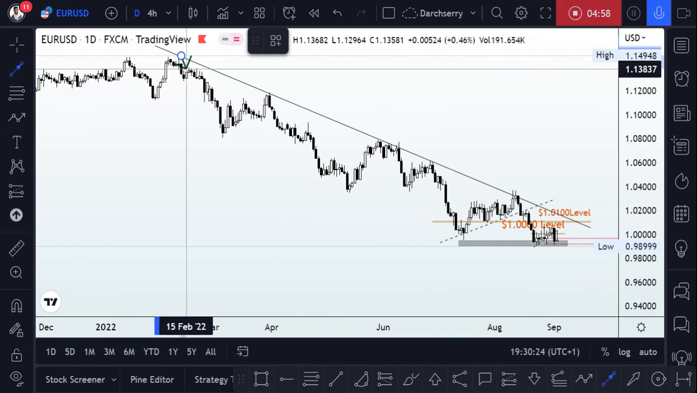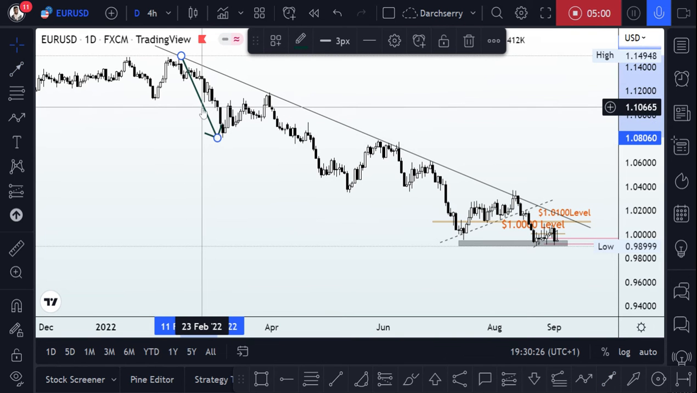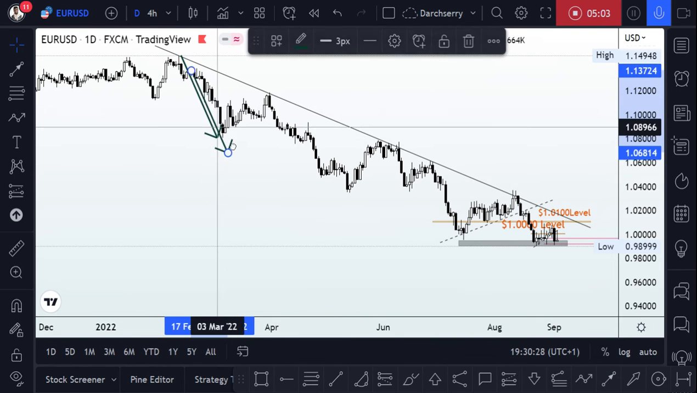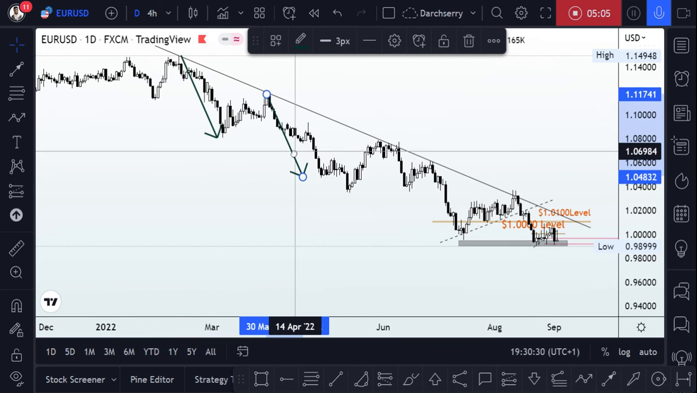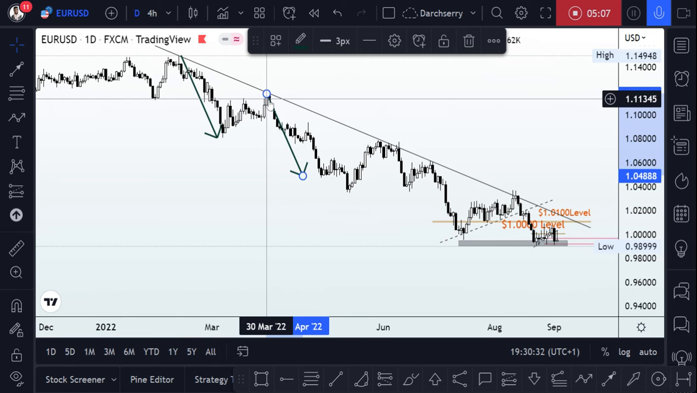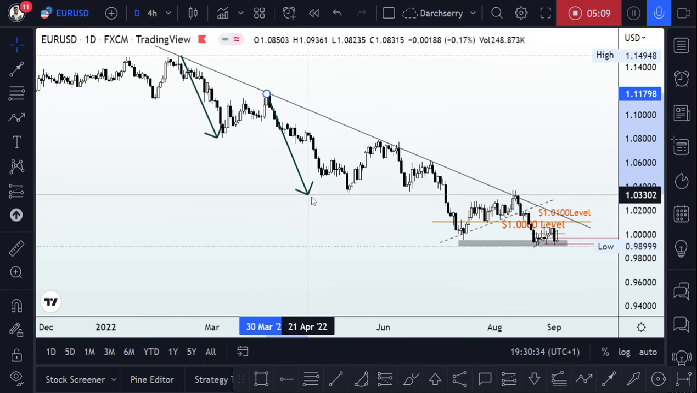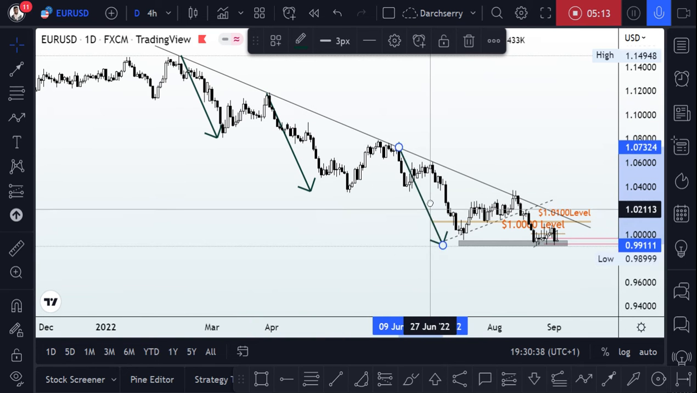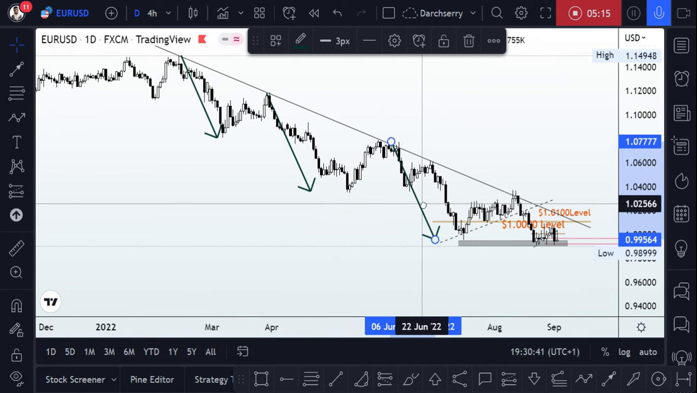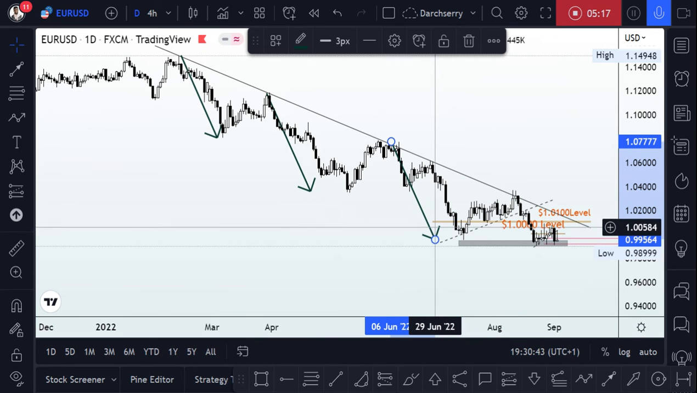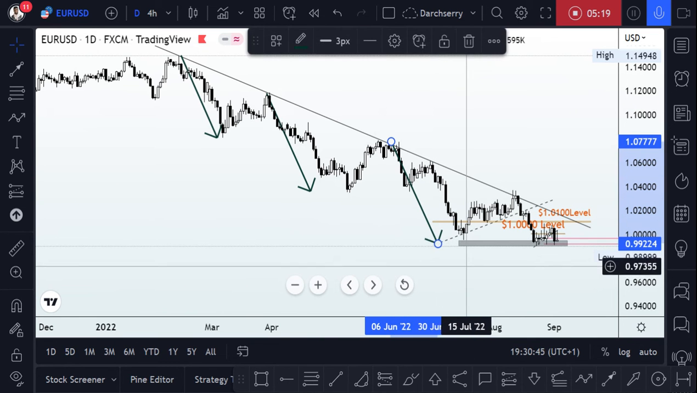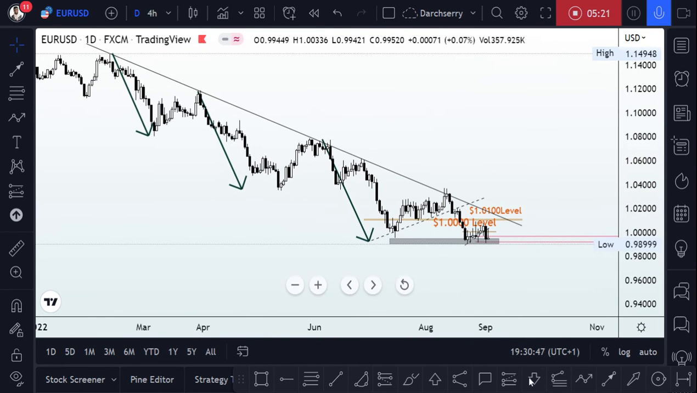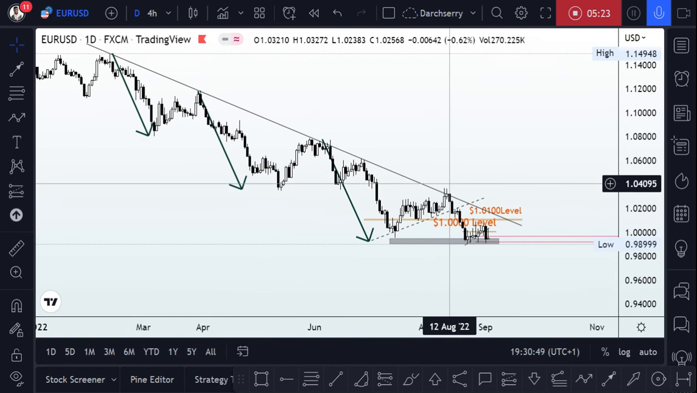From this point to this point, the momentum was strong. Anytime price rejects that bearish trend line, we can see the second time it rejected it in the month of March, we saw how strong that momentum was. Then in the month of, let's say, I think the month of June, we saw how strong this momentum is. But what happened in the month of August is this.